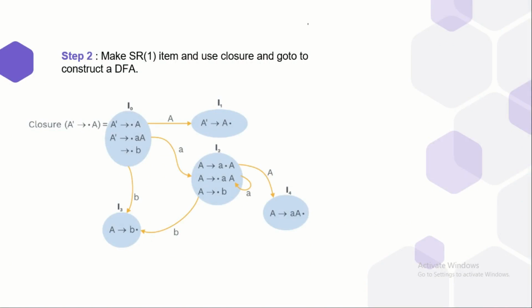This was our canonical collection. Now we would move to the third step, which is to create a parse table for this particular canonical diagram.